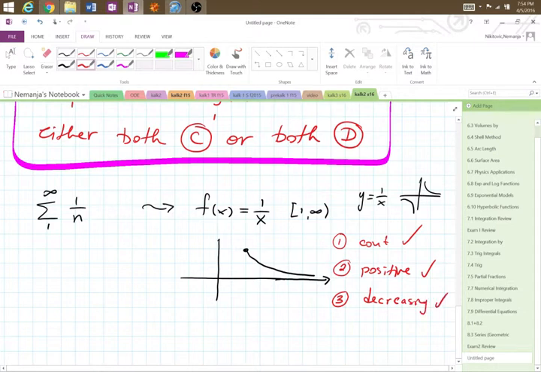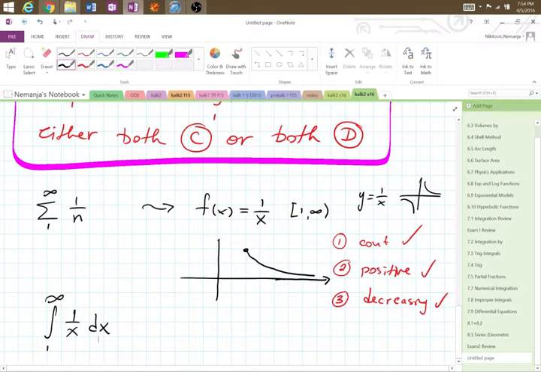And the answer is yes, because as you can see, it decreases as it goes to the right. So all three conditions are met, which means that I can write the integral from 1 to infinity of 1 over x dx. And if this integral converges, the series converges. If this integral diverges, then the series diverges as well.